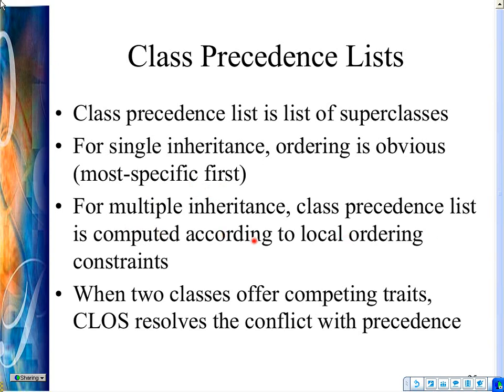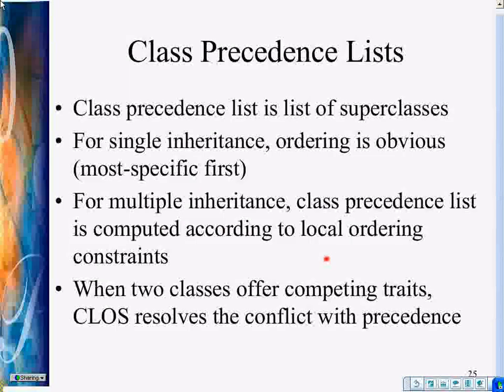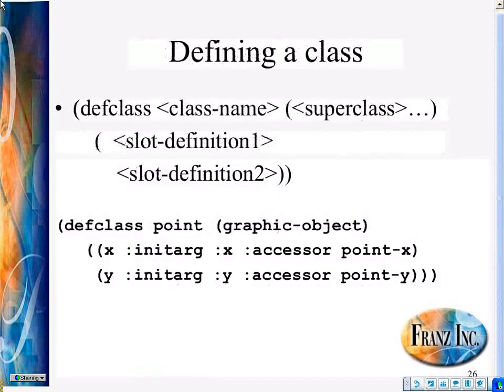But with multiple inheritance, the class precedence list is computed according to the local ordering. When two classes in the class precedence list have competing methods, you pick the one that is associated with the class that's earlier in the class precedence list.